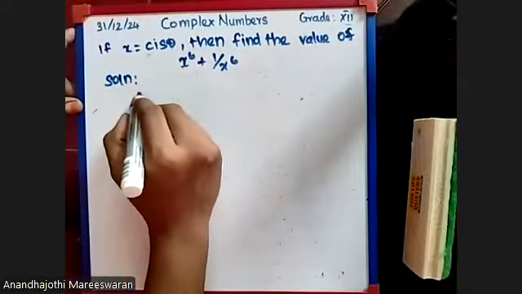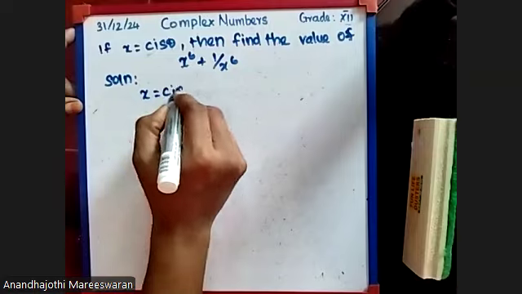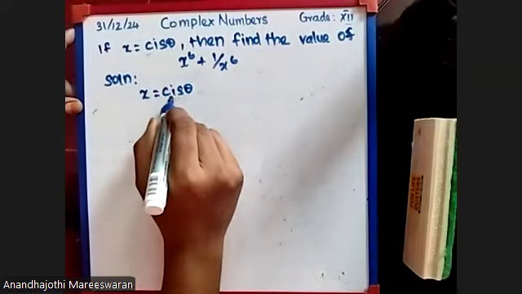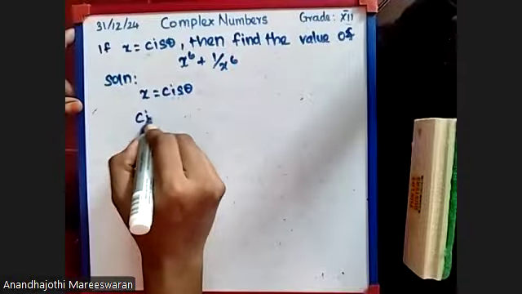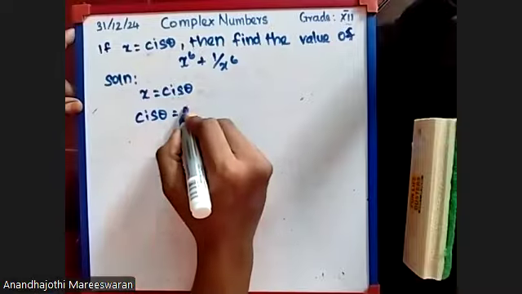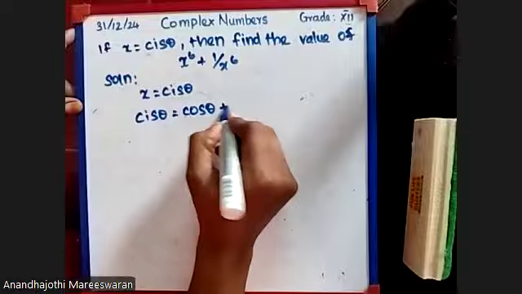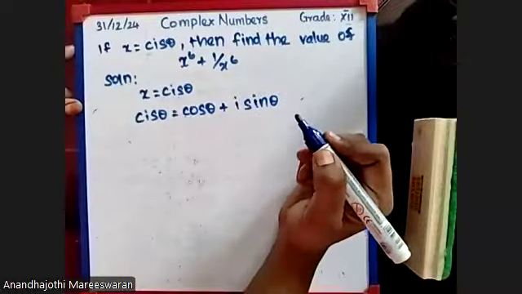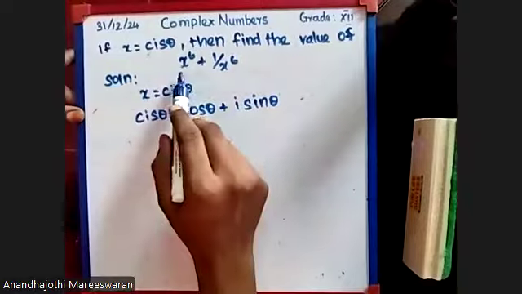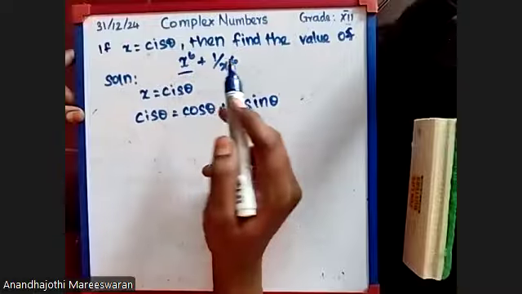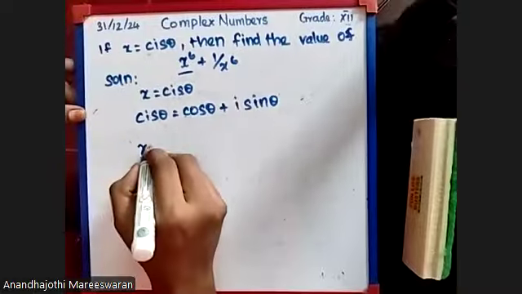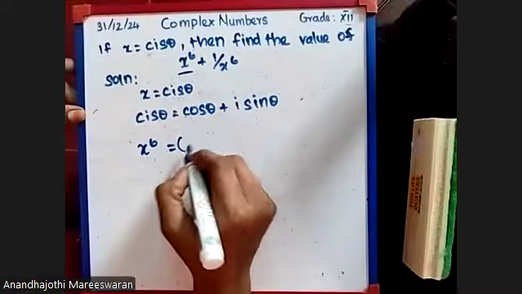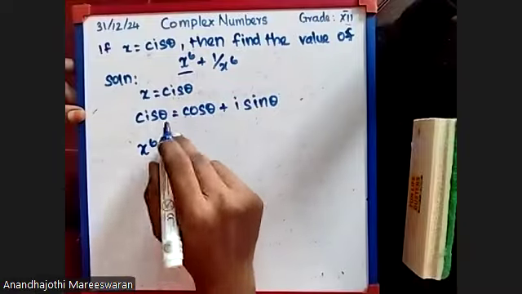Okay. What is given? x equal to cis theta. What is cis theta? Cis theta means cos theta plus i sin theta, right? So, to find this entire term, we have to find x power 6 first. So, x power 6 equals cis theta power 6.